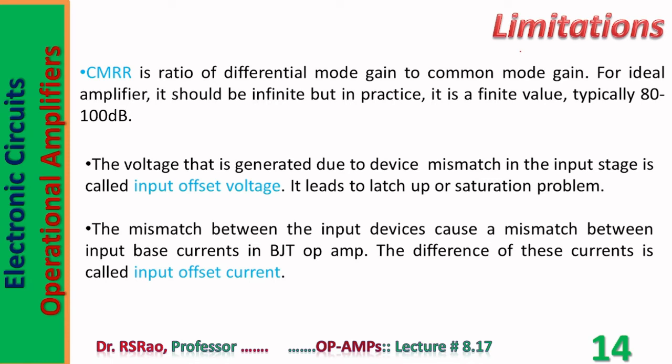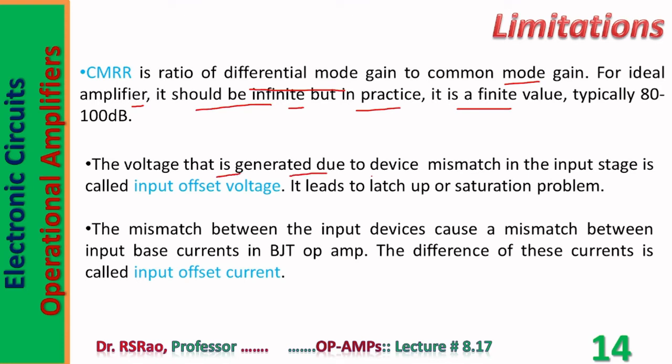Some of the limitations pertaining to op amps are considered right now. CMRR is the ratio of differential mode gain to common mode gain. CMRR stands for common mode rejection ratio. For an ideal amplifier, it should be infinite, but in practice, it is a finite value, typically 80 to 100 dB.